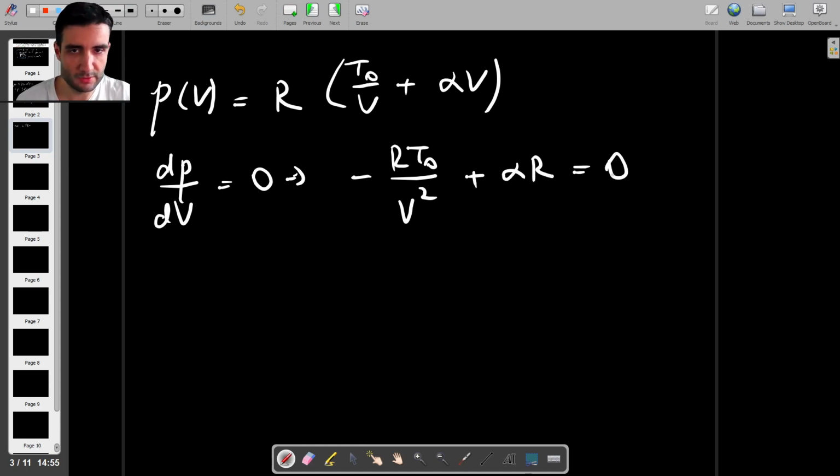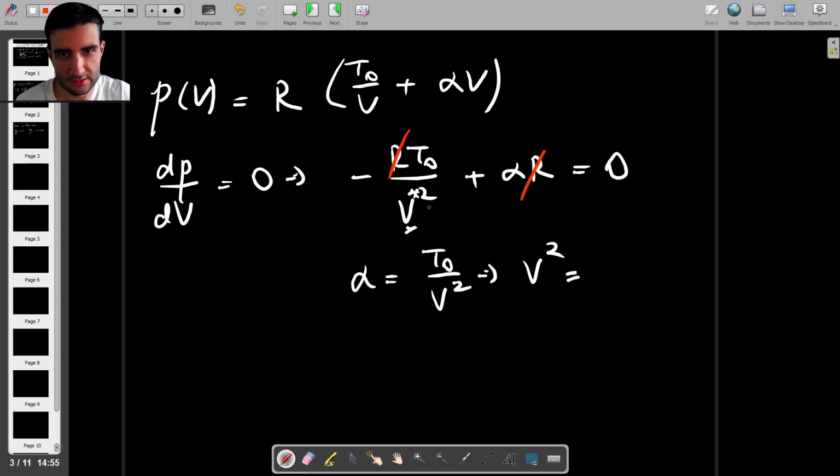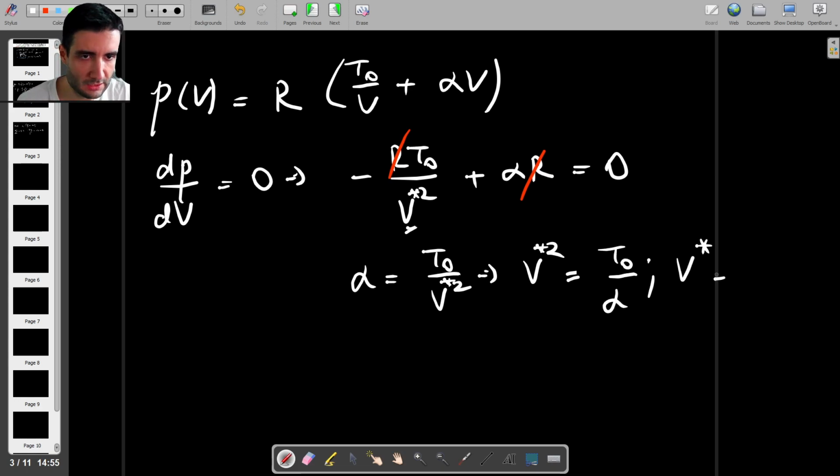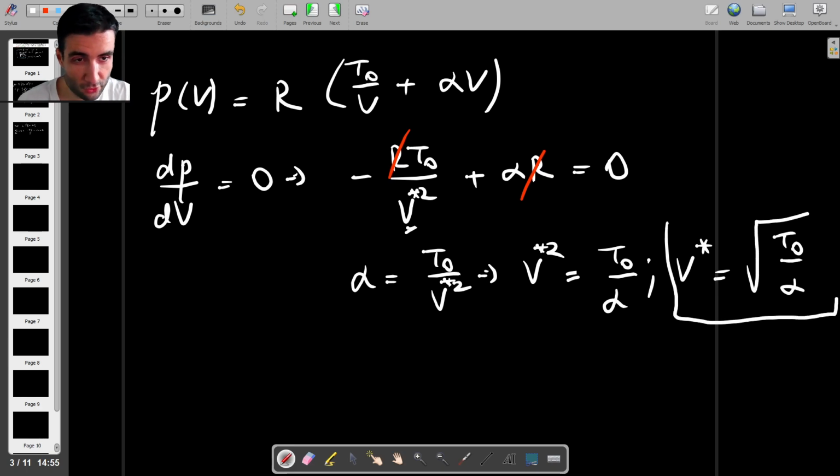That has to be equal to 0 to find the stationary points, and then we have to find what V squared is. So we can cancel out an R, which is just a non-zero constant. So alpha is equal to T0 over V squared. So the volume, I should call it V star, so V star squared is going to be T0 over alpha. So V star is the square root of T0 over alpha. At this volume, we get a stationary point.